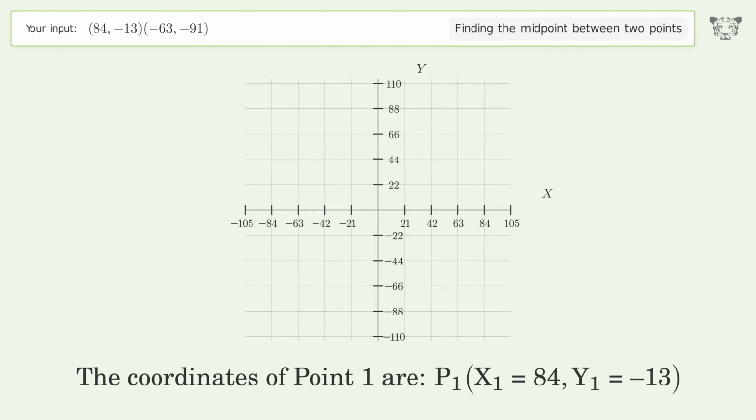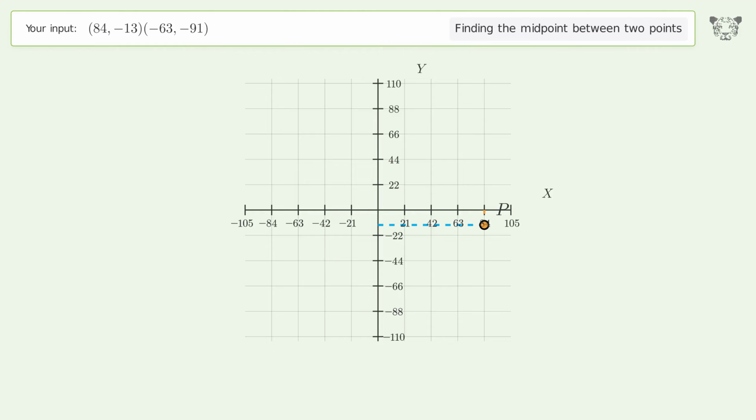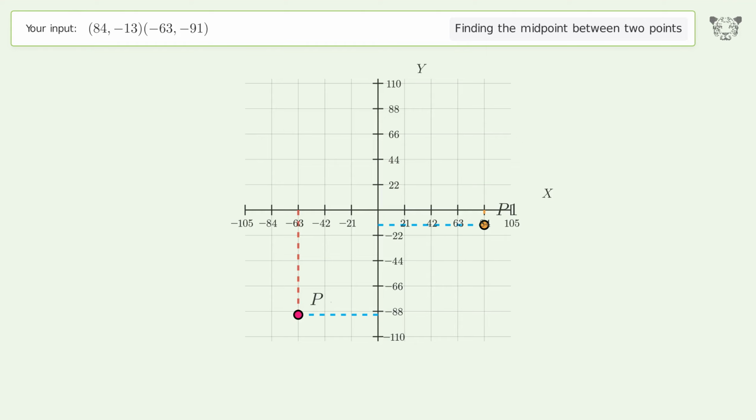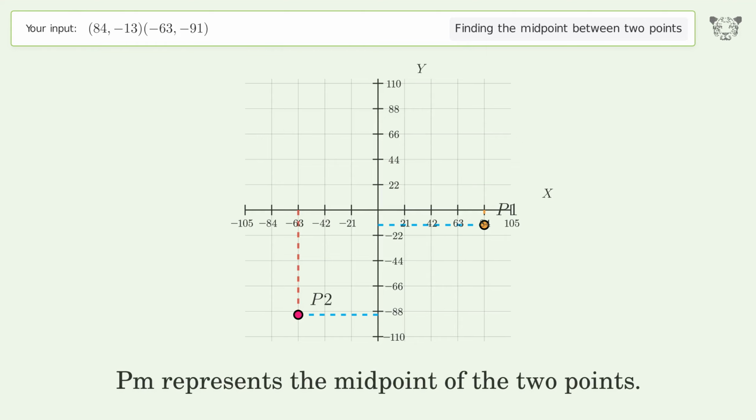The coordinates of point 1 are, x1 equals 84, y1 equals -13. The coordinates of point 2 are, x2 equals -63, y2 equals -91. PM represents the midpoint of the 2 points.